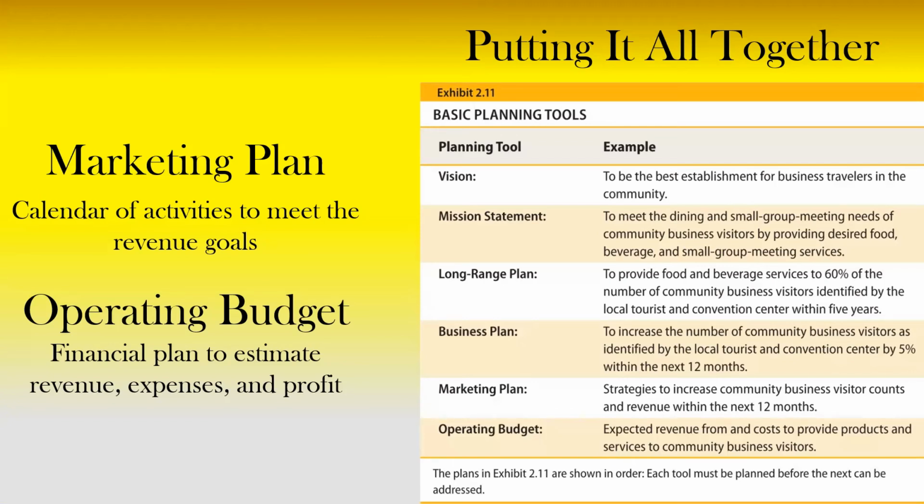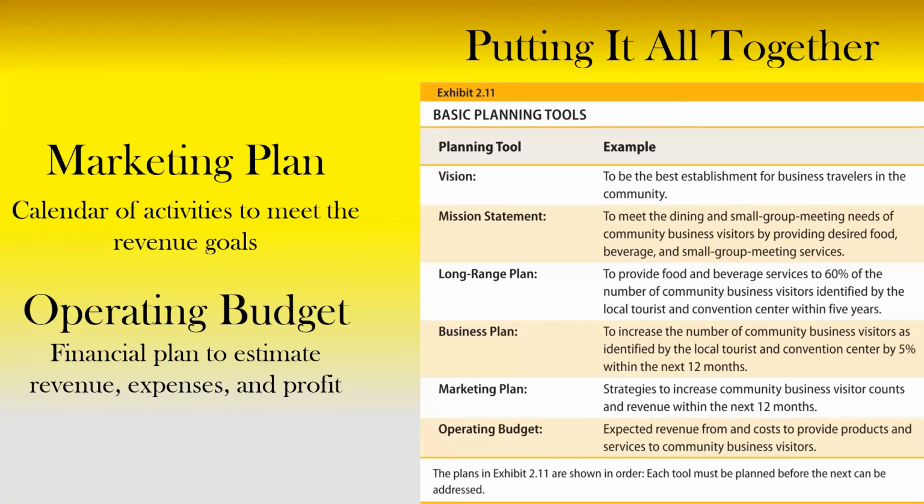So when you put it all together, again, 2.11 there in your book, you have your vision statement and your mission statements. From there, you create long-range plans, your business plans, but then side things are your marketing plans and your operating budget. And you can see it says at the bottom that this is shown in order. Each tool must be planned before the next can be addressed. And it gives you examples for these.